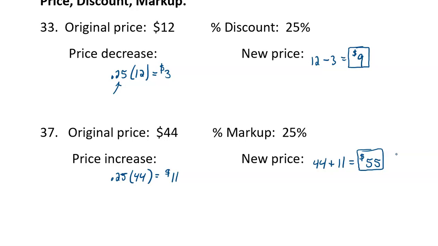Notice that when a price is discounted, you subtract from the original price to get the new, cheaper price. But when a price is marked up, you have to add to the original price to get the new, more expensive price.